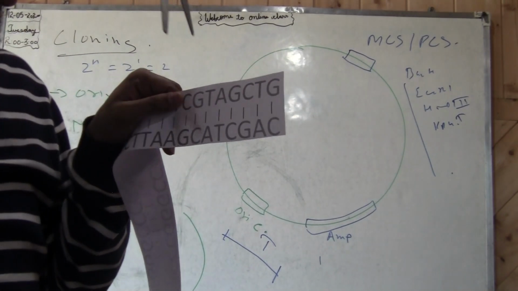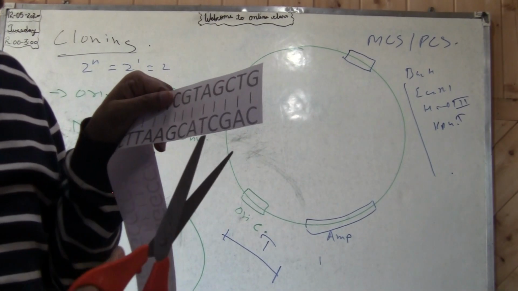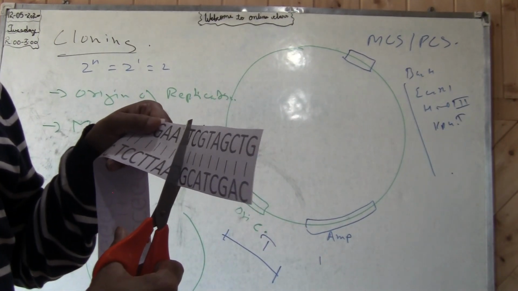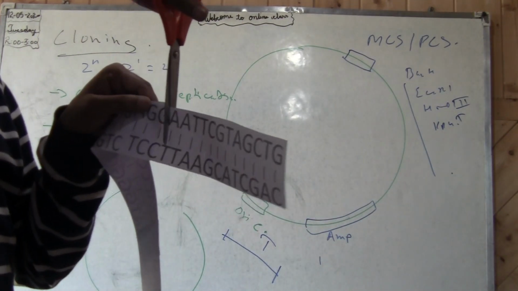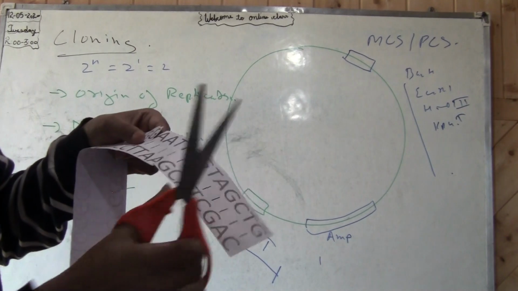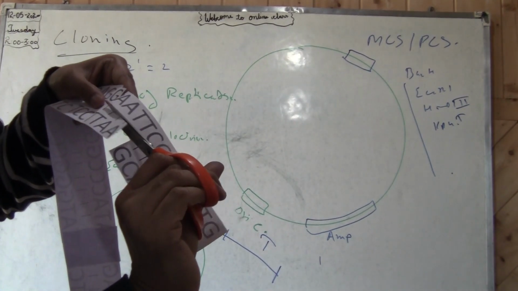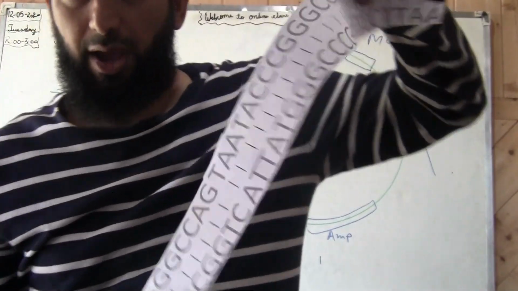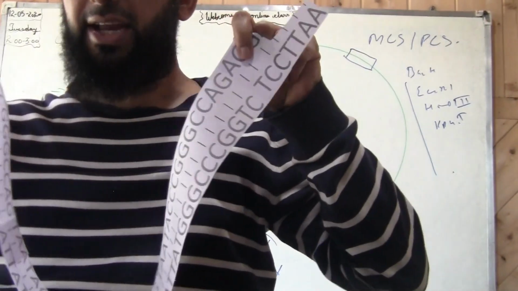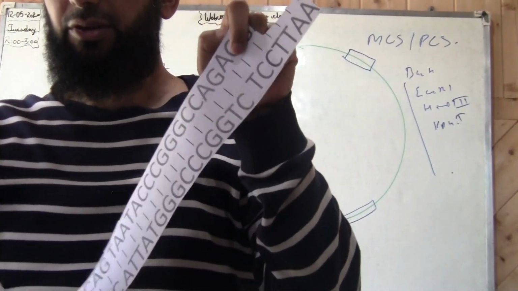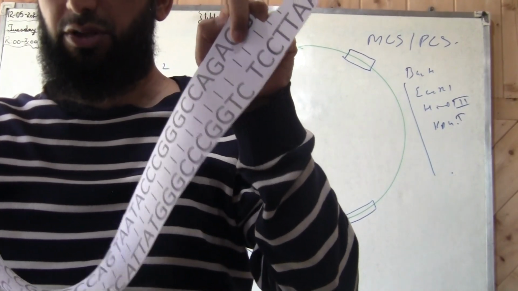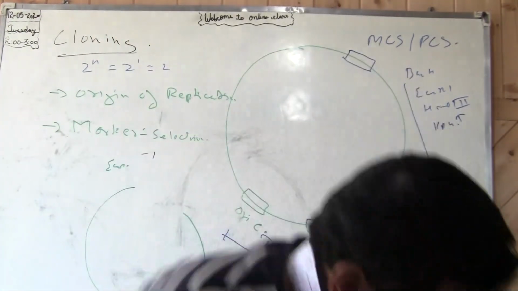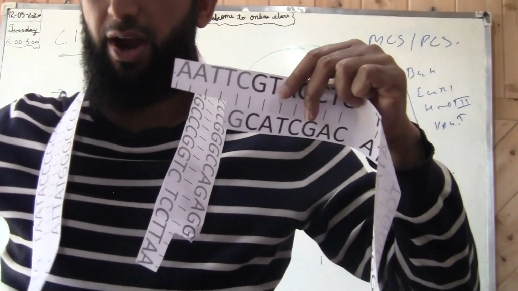So GAATTC again, here. Is it visible? Now you see you have an insert that has compatible ends with your vector. This is your insert, I'll keep it like this. This is your vector.